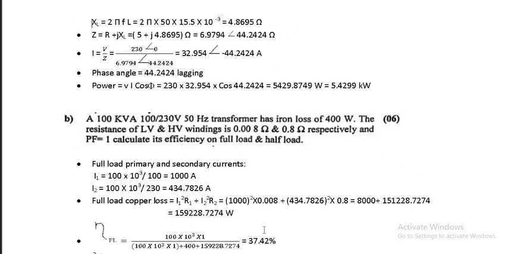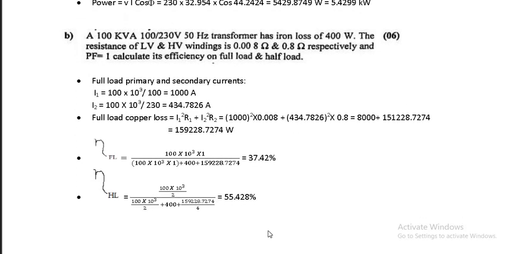Let us move to the next one. It's on transformer. A 100 kVA 100 by 230 volts 50 hertz transformer has iron loss of 400 watts, and the resistances of both the windings, primary and secondary, are given to you. The power factor is given to be as unity, that means it is a resistive load, isn't it? And you have to calculate the efficiencies on full load and half load.